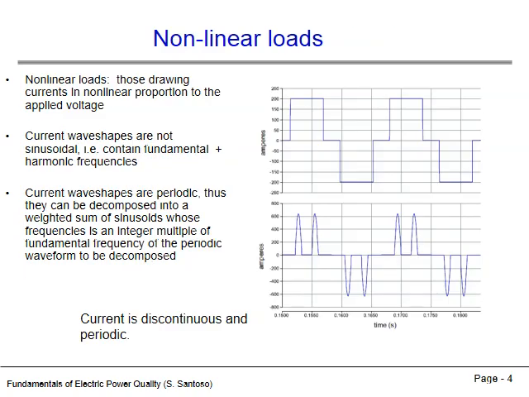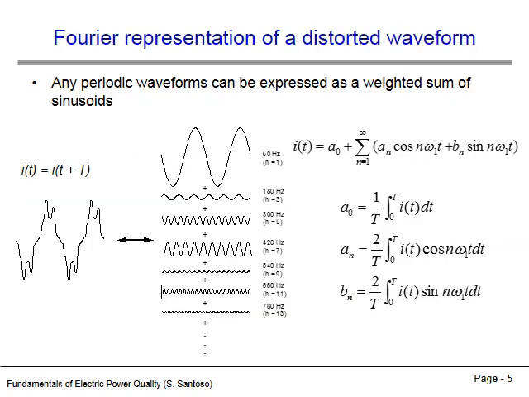Nonlinear loads draw current waveforms that are not directly proportional to their applied voltage. When a sinusoidal voltage is applied to a nonlinear load, the current waveform drawn will not be a perfect sinusoid. The current drawn will be periodic, and therefore its waveform can be expressed as the sum of a series of sinusoids oscillating in integer multiples of the waveform's fundamental frequency. This expression of a periodic function as the sum of a series of sinusoids is known as a Fourier series.